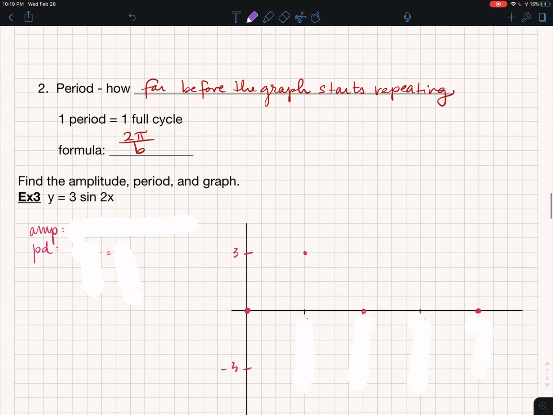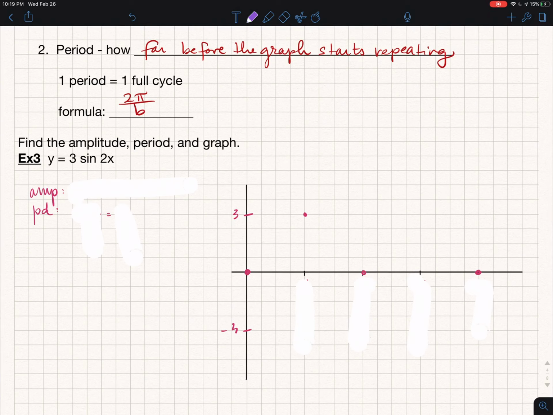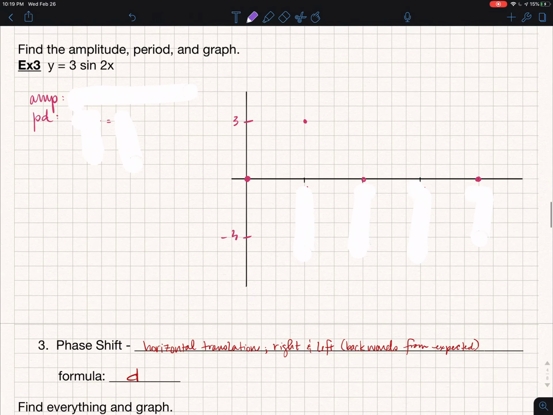Okay, then we talk about period. So notice the formula, 2 pi over b. We're looking at example 3, and my amplitude is going to be 3. My period will be 2 pi over b, which is 2 pi over 2. If you don't know where I got that b from, go back to the standard equation that was highlighted in blue, and you'll see where the b is. Reduce that, and you're going to get pi.